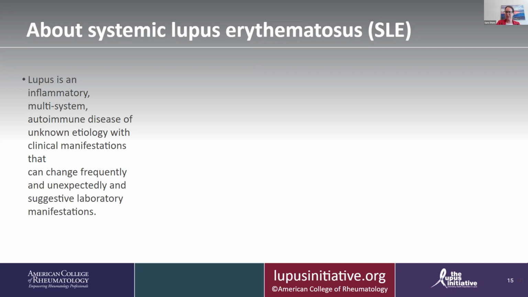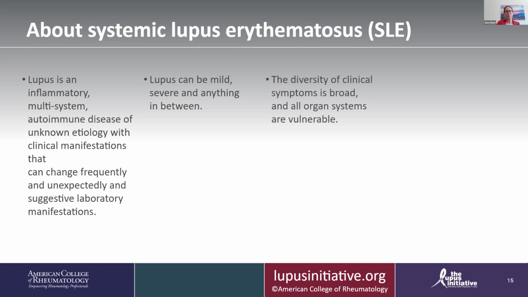So it's an inflammatory multi-system autoimmune disease. Okay, that can have different laboratory tests and different clinical manifestations. No two lupus patients have the same stigmata. It can be anywhere from mild to severe, and then anything in between. You know, some of my most mild patients have lupus, some of my most severe patients have lupus.